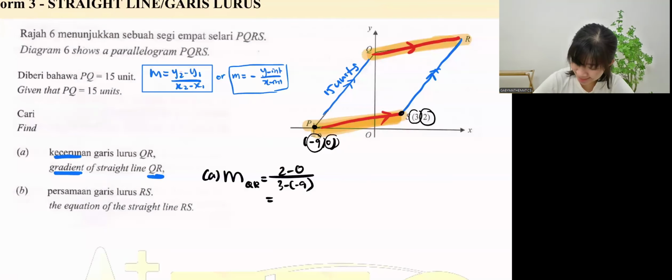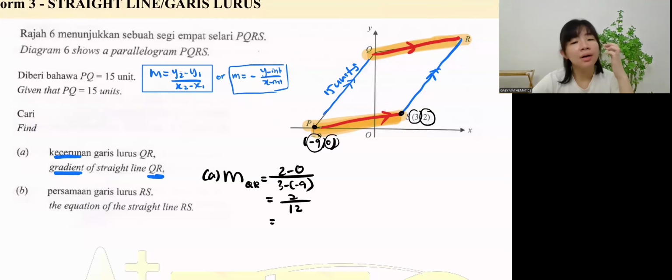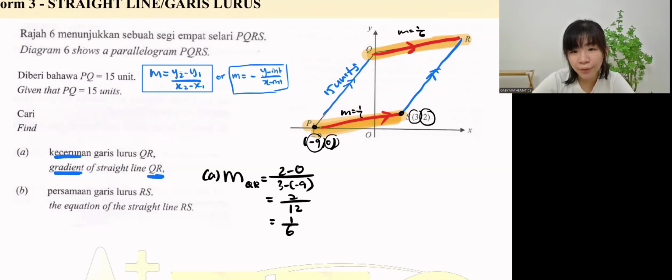Then over 12. Okay, so what is the final answer? So 1 over 6. Okay, the gradient is 1 over 6. So this is also 1 over 6.